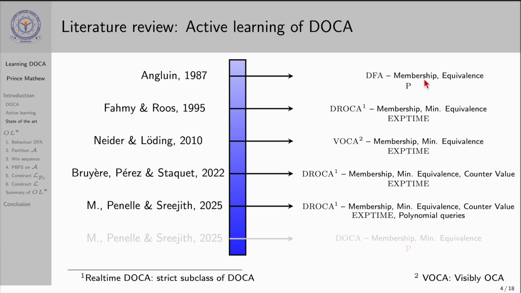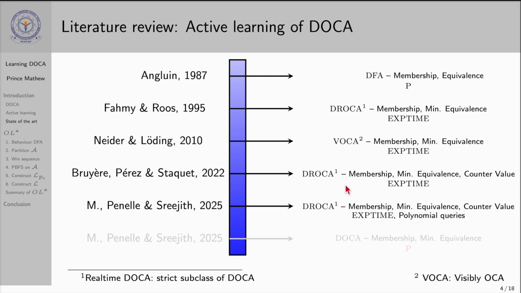Later in 2010, Neider and Löding had a learning algorithm for visibly one-counter automata using membership and minimal equivalence queries that again was running in exponential time. In 2022, Bruyère, Pérez and Staquet gave an algorithm for learning deterministic real-time one-counter automata using membership, minimal equivalence and counter value queries. So what is a counter value query?